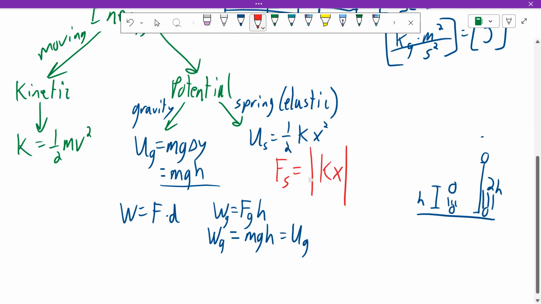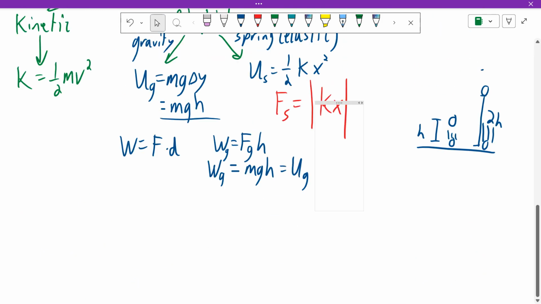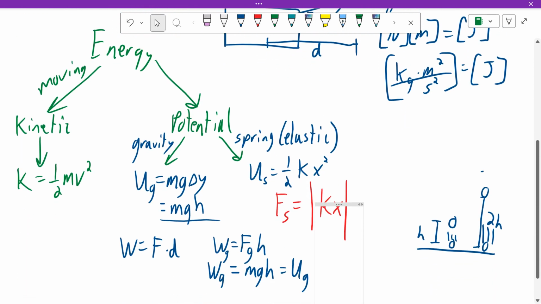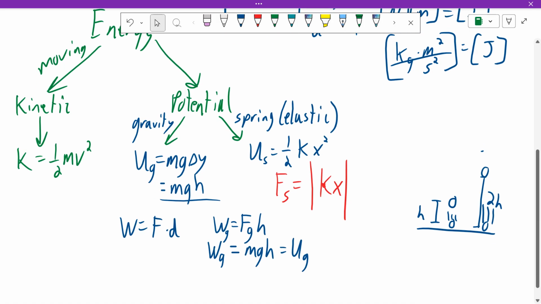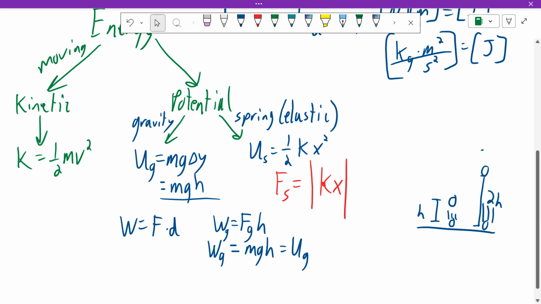K is your spring constant. The bigger your spring constant, the stronger your spring is. X is how much your spring deforms, so how much it stretches or compresses by. It could be either. This should be a positive number. That's what this means. Sometimes you'll see minus Kx, and that's what that means. So force of spring is equal to K times X.